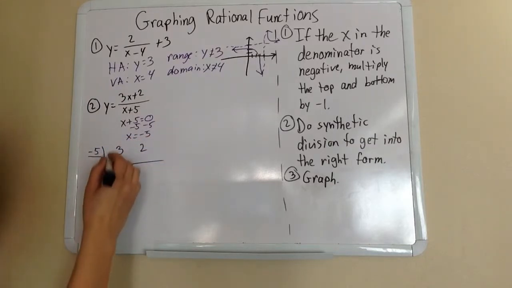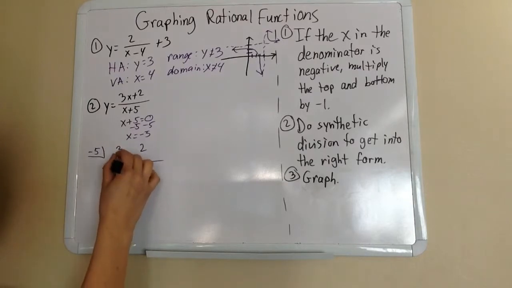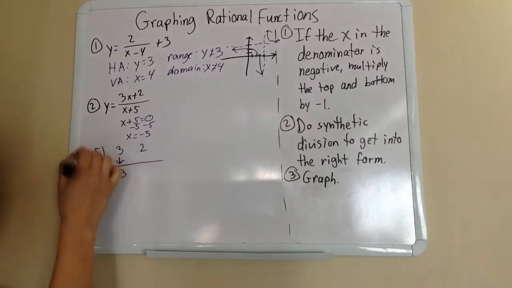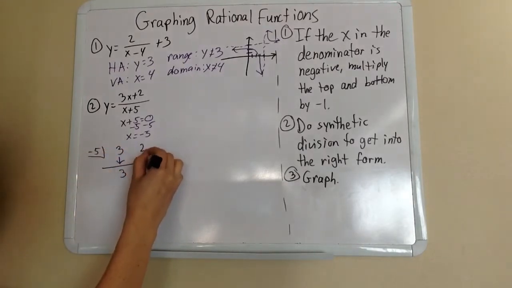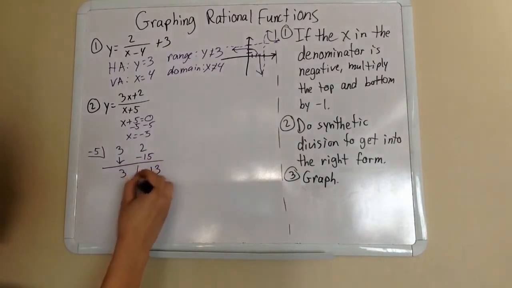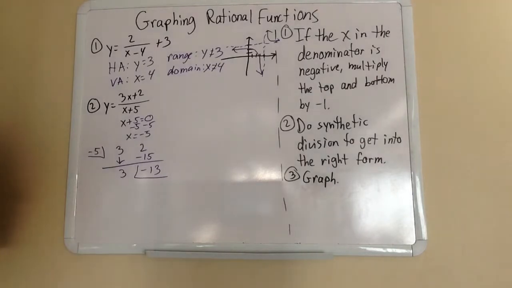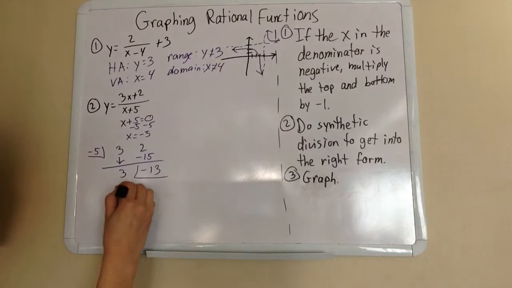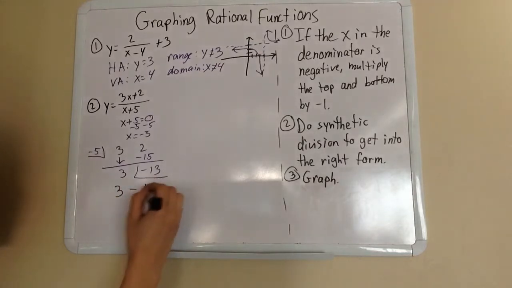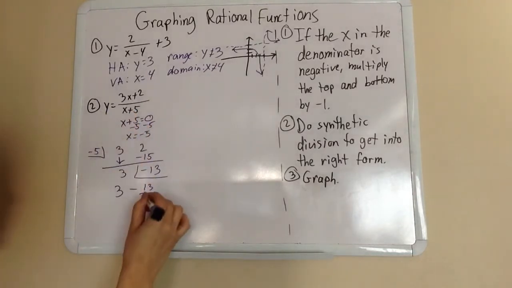First thing you want to do is bring this 3 down. You multiply 3 and -5 to get -15, and you just add straight down to get -13. This -13 is our remainder. So right now we have 3 minus 13 over x plus 5 here.